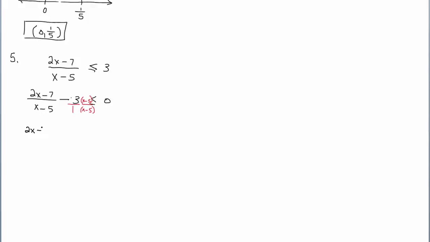Alright, so 2x minus 7 over x minus 5 is good. Minus. Alright, I think I'm just going to record 3 times x minus 5 here. And then less than or equal to 0, because remember we moved the 3 over.